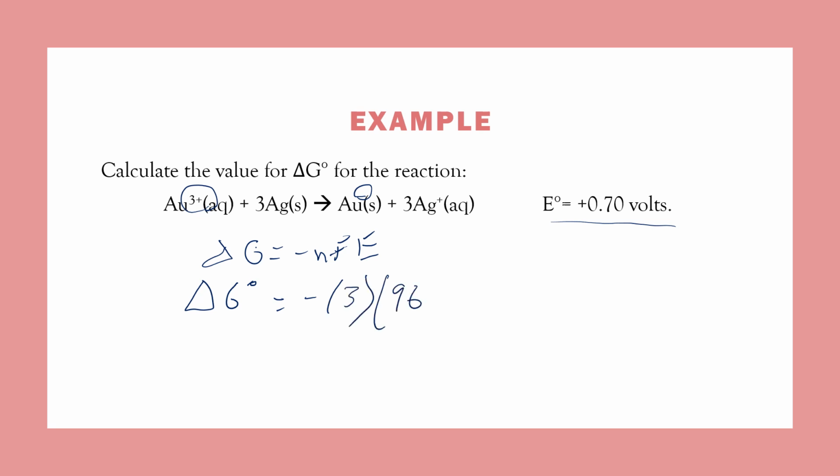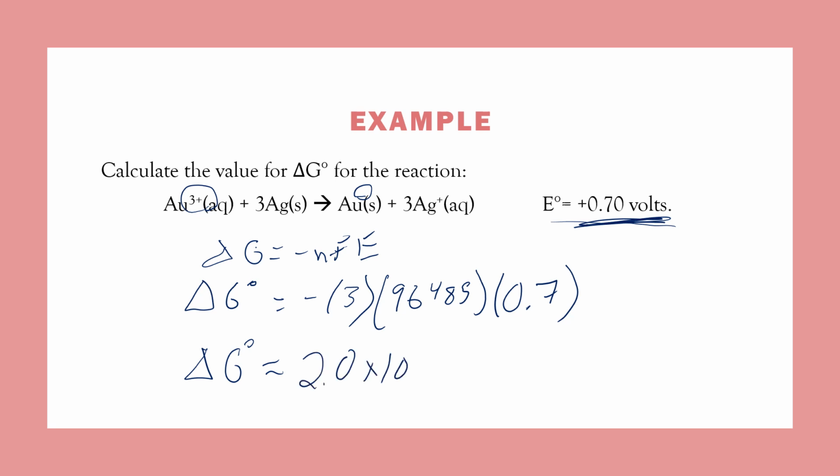Faraday's constant, 96,485. And our cell potential they gave us was positive 0.7. Now it's a positive cell potential, so I know delta G is going to be negative. It's spontaneous, it's thermodynamically favorable, but the actual value that you get is 2.0 times 10 to the 5th joules per mole, but again, we usually read that in kilojoules, so that would be, sorry, that's negative 2.0, my bad. So in kilojoules, that would be negative 2.0 times 10 to the 3rd kilojoules per mole.